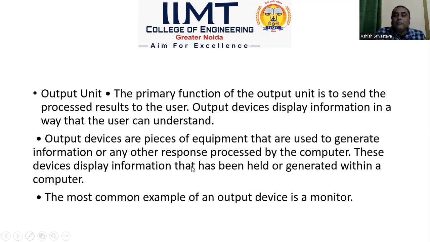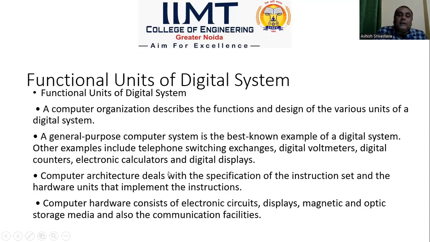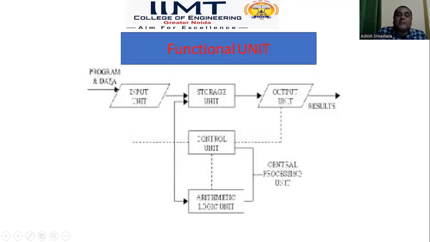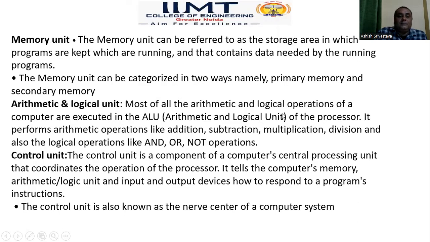For example, in the previous diagram, when the instruction or program passes to input and then storage and is performed by the CPU, it then comes over to the output unit, and that output unit shows our result like C is equal to A plus B. So the output unit is also a monitor, printer, and projector.